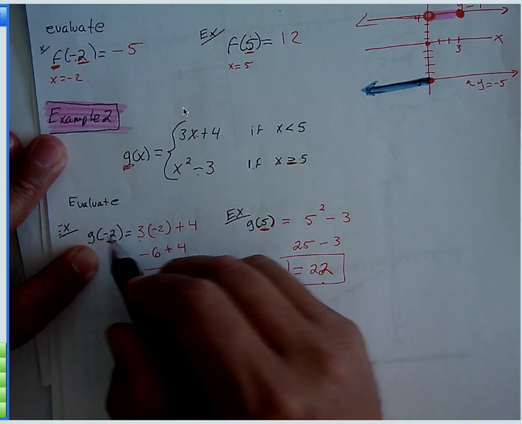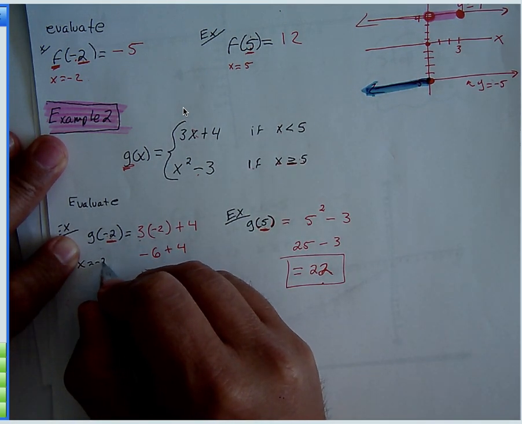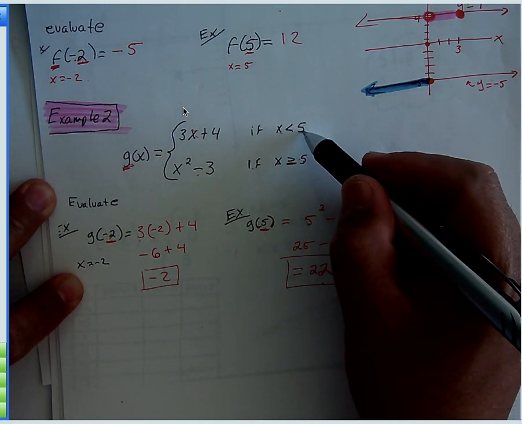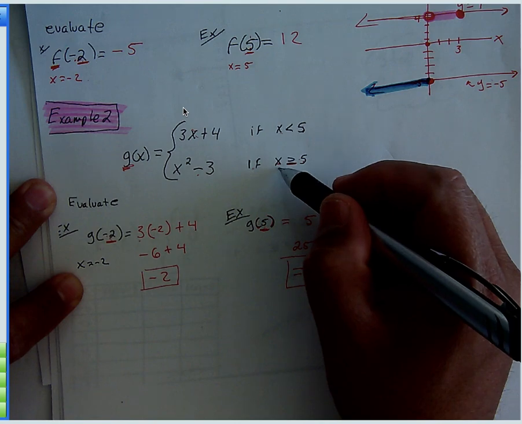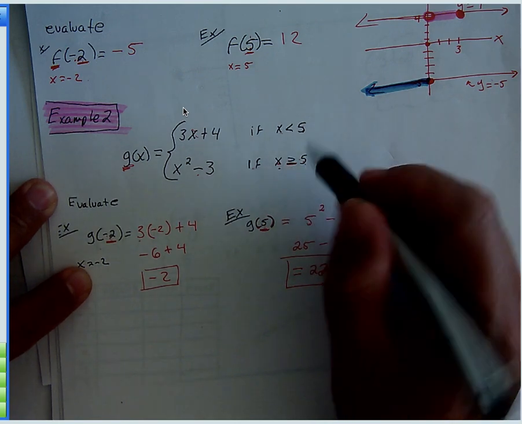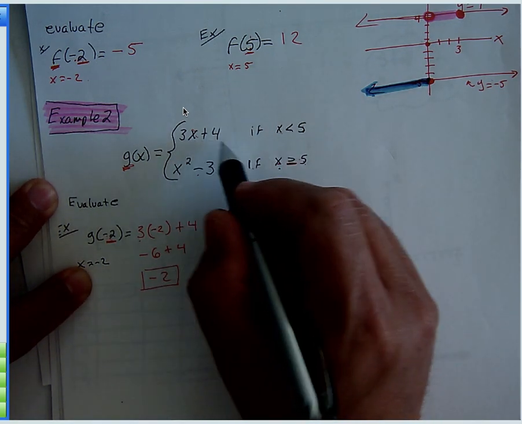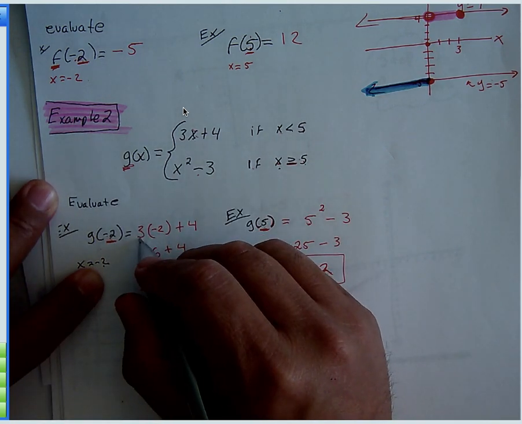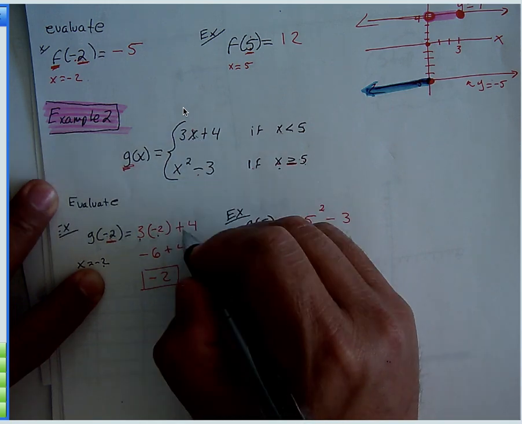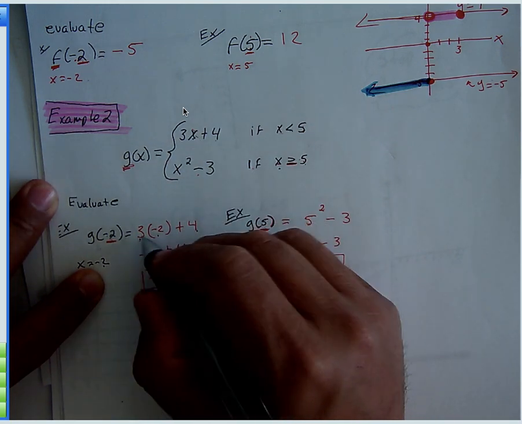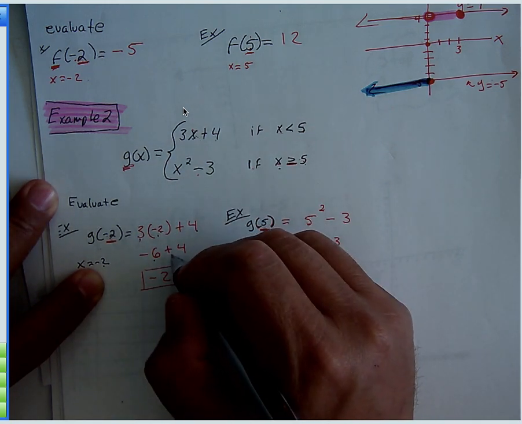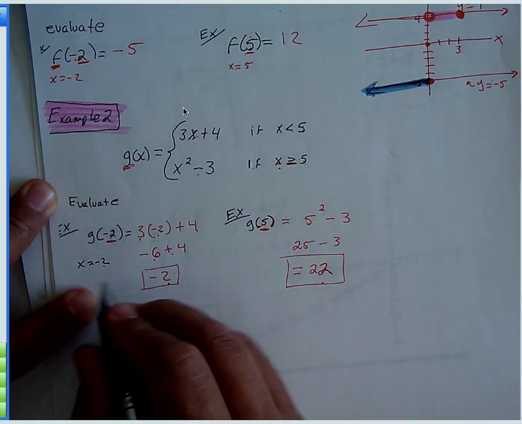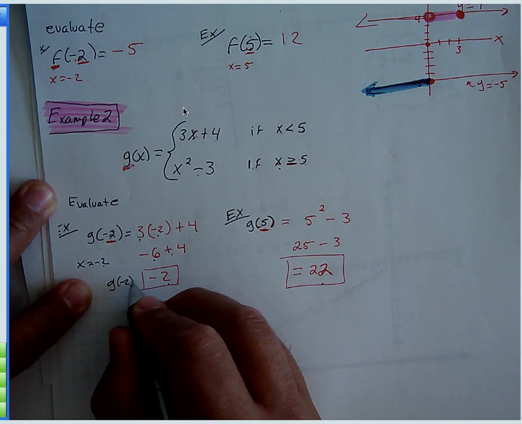So g of -2 means x is equal to -2. So is -2 less than 5? Yes. And obviously -2 is not greater than or equal to 5. So we're using that function. So you're gonna substitute that -2 into that x. So 3 times -2 plus the 4. 3 times -2 gives you -6, plus the 4 gives you -2. So that would be the answer for g of -2. g of -2 equals -2.